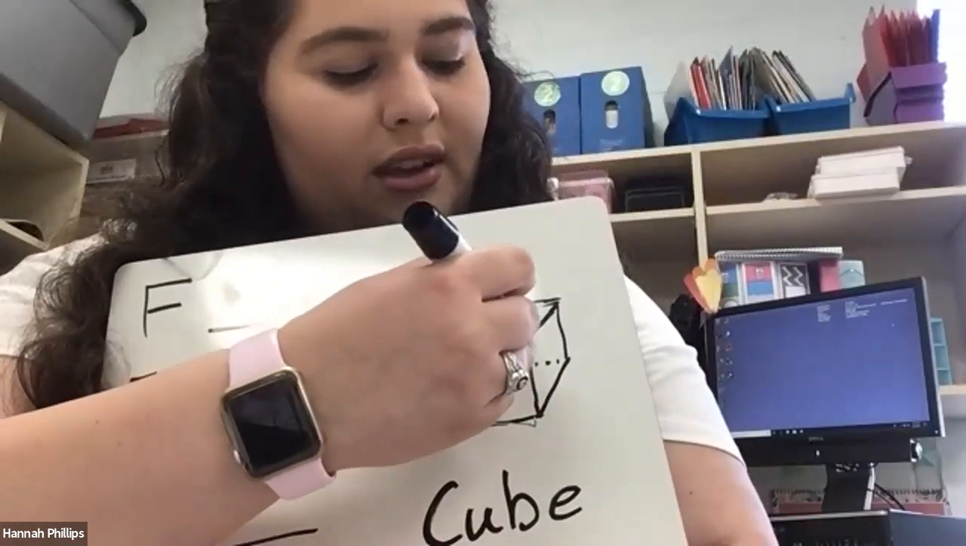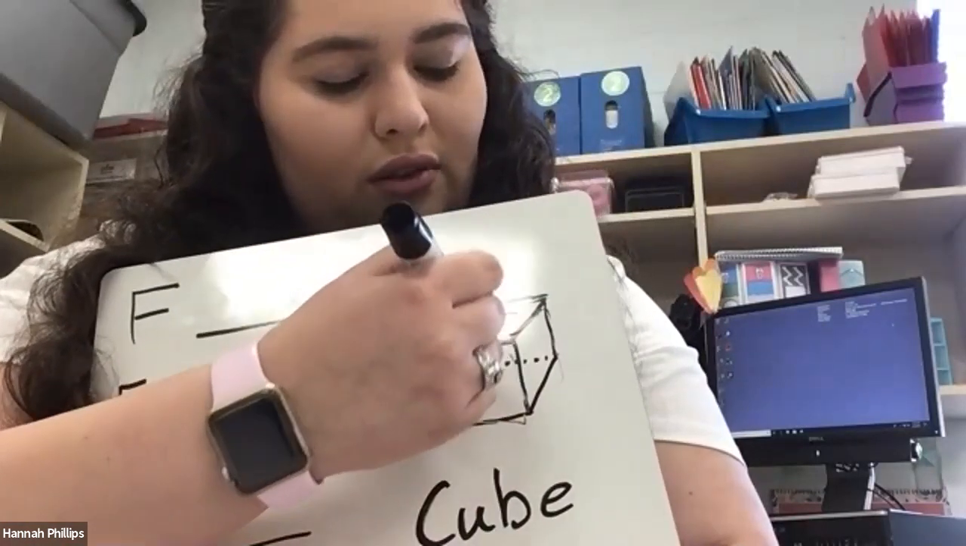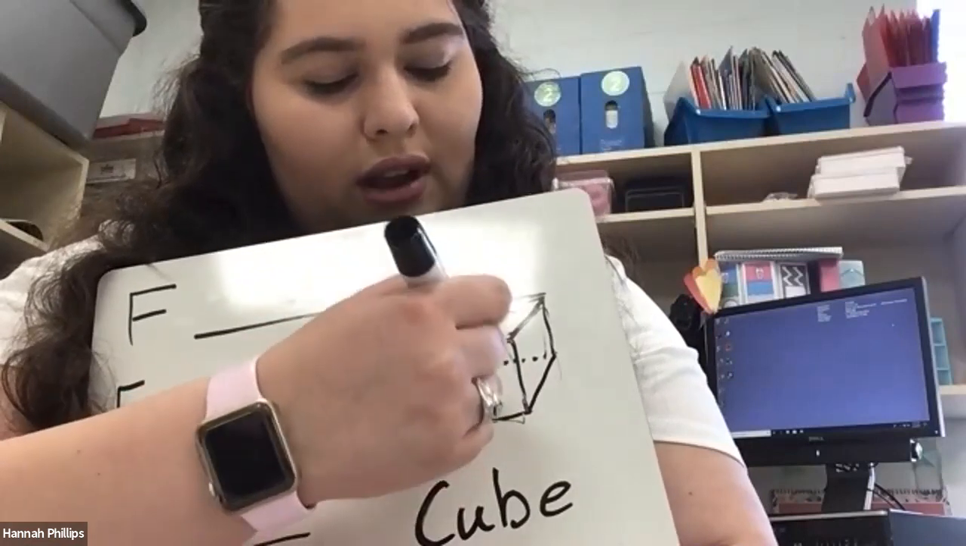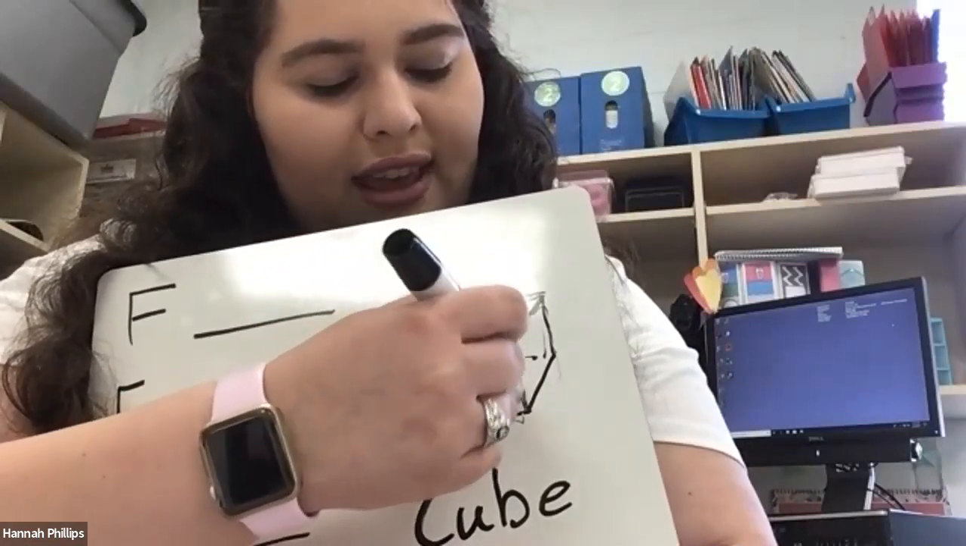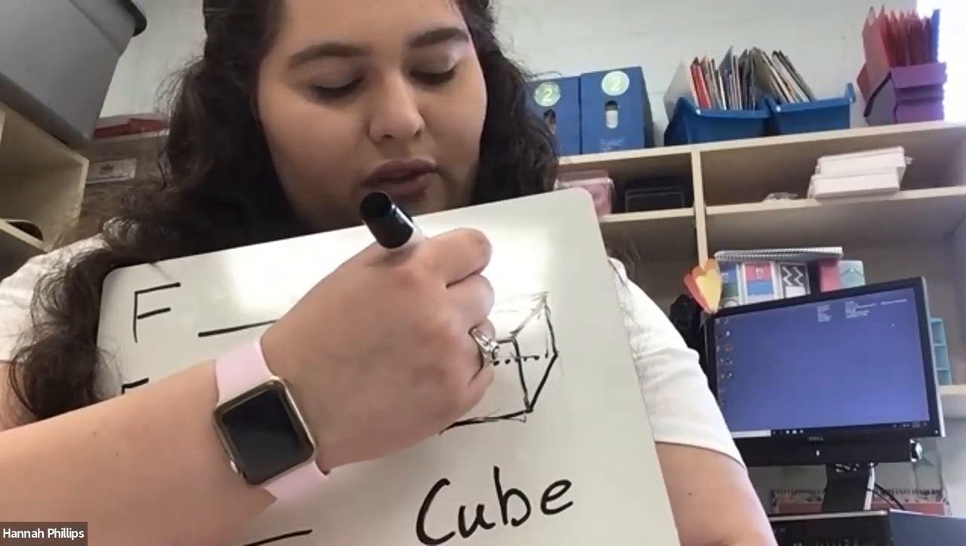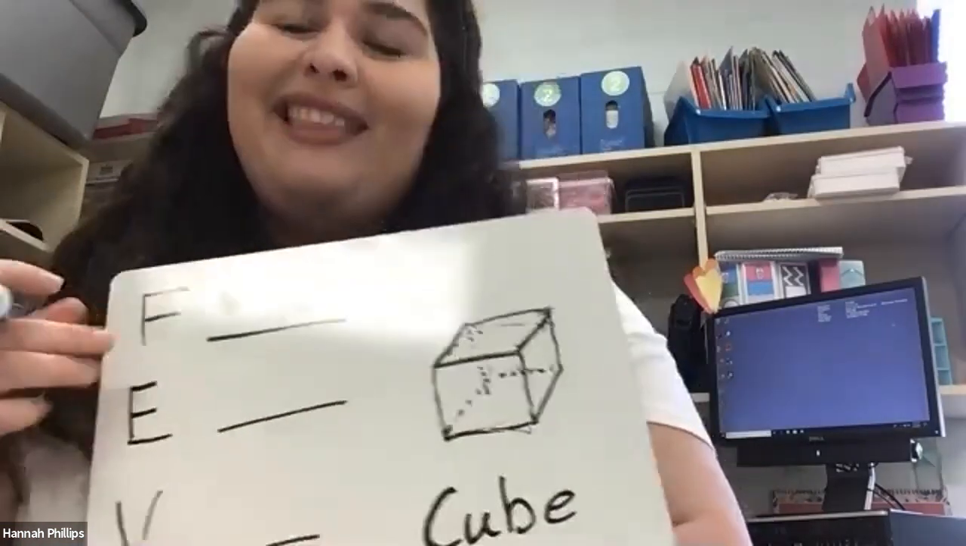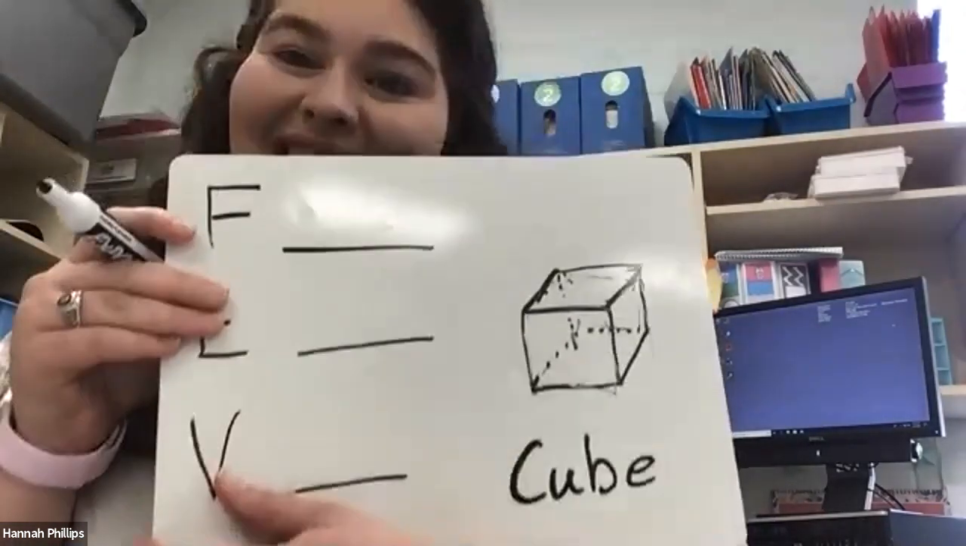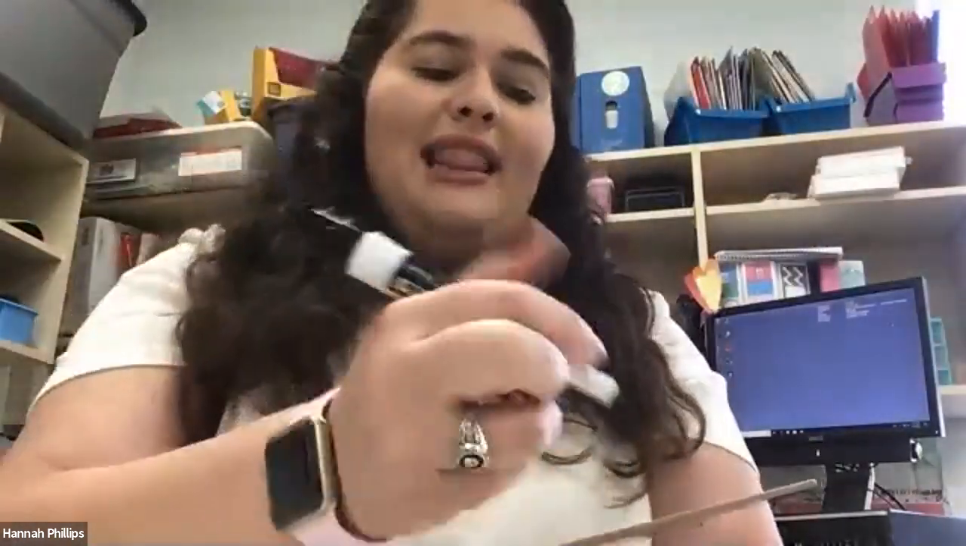1, 2, 3, 4, 5, and 6. Don't forget that one on the top. Sometimes people forget that. But our cube has 6 faces on it. There are 6 squares put together that make one cube.